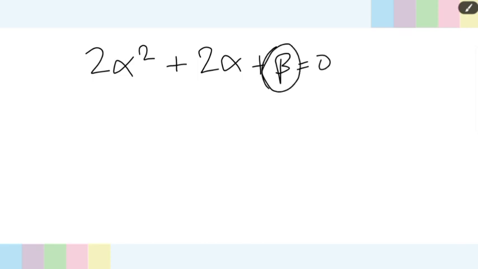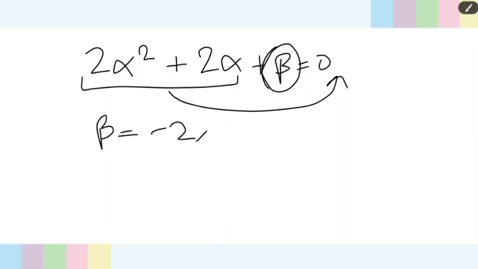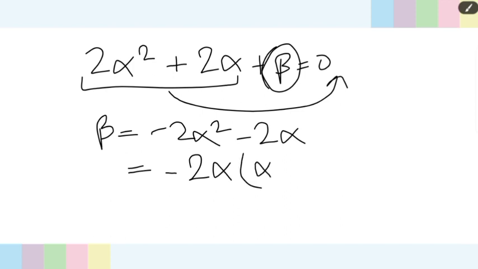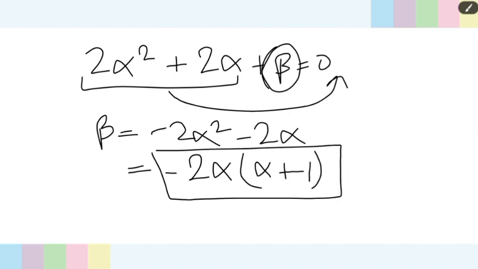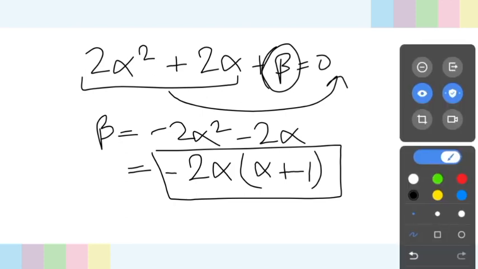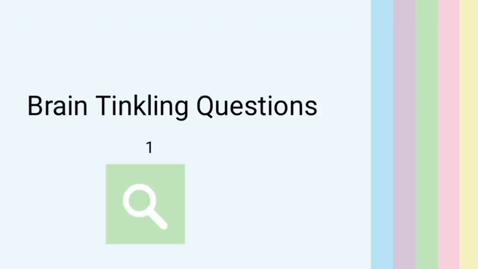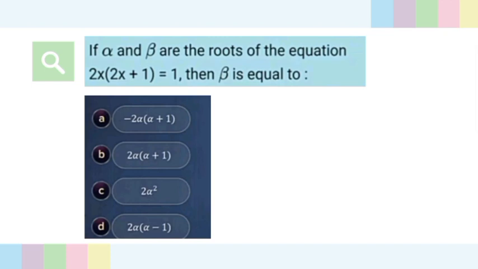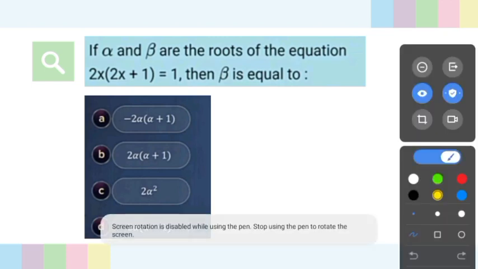Now we know we want to find out the value of beta. So we'll be bringing these two over here towards the RHS. So it will become beta is equal to minus 2 alpha square minus 2 alpha. Minus 2 is common, we'll be taking it out. Alpha is also common, we'll be taking this out as well. And in the bracket, we'll be left with alpha plus 1. So this is our final answer. Let's see if we have this particular option in our MCQs as well. Yes, the very first option is the correct one.